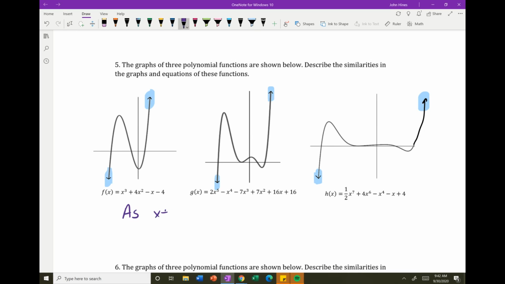Where's my right hand going? As x gets really big, my right hand, the graph is skyrocketing up. As x gets really negative, my left hand, where's my graph going? Well, all these graphs are plummeting down.